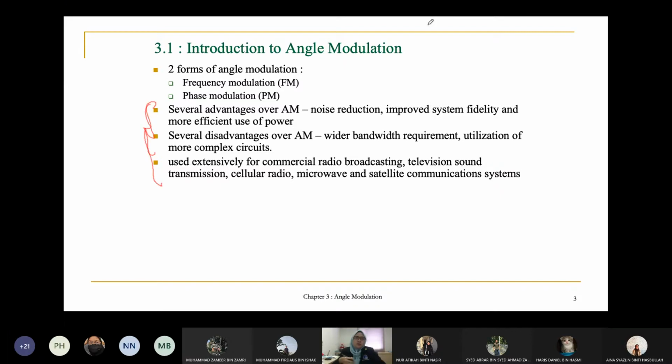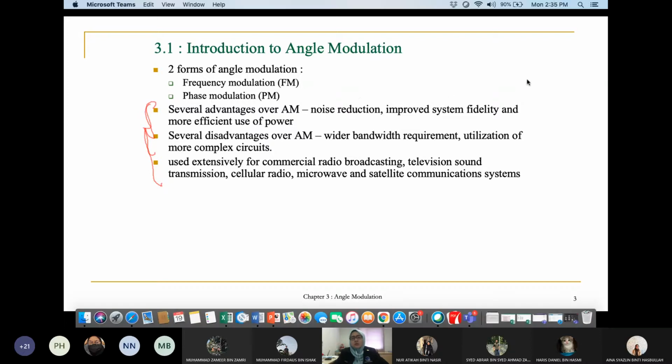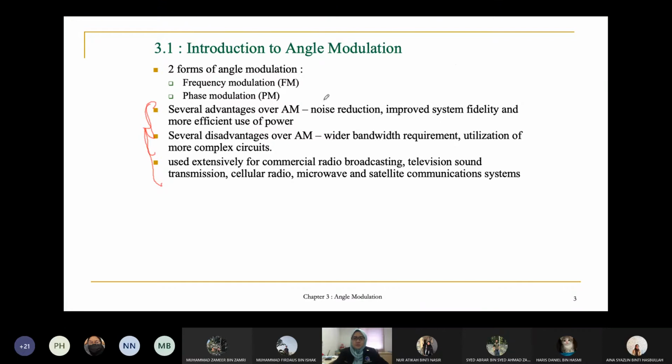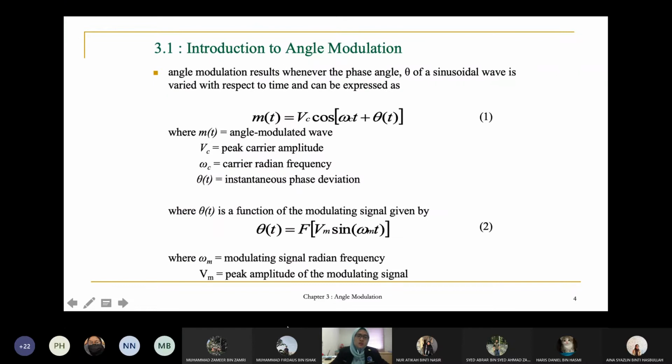In chapter 2, we covered amplitude modulation, which has its own advantages and disadvantages. The advantages of amplitude modulation are noise reduction, improved system fidelity, and low power use compared to angle modulation. But amplitude modulation still has disadvantages, for example it uses wider bandwidth and utilizes more complex circuits. Angle modulation is used extensively, especially in radio broadcasting, television, microwave, and satellite communication systems. Now let's look into angle modulation.